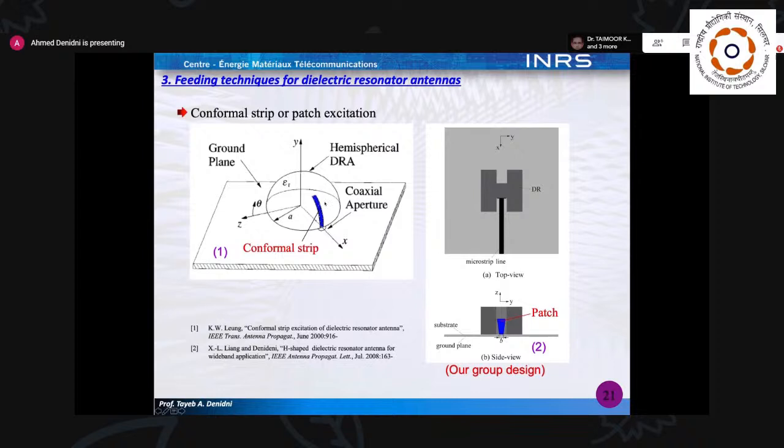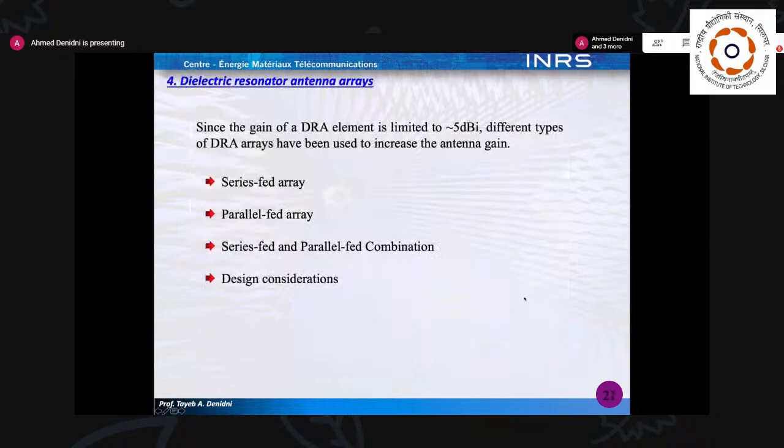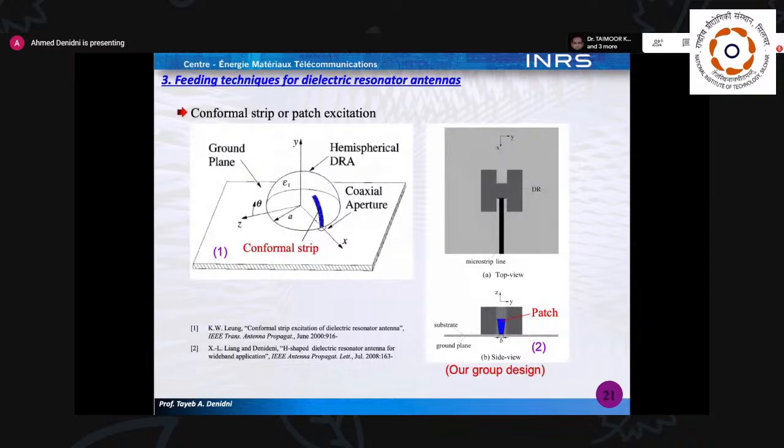And here the shape of the dielectric resonator in our view looks like an H, and inside we have the dielectric. Now I finish with the feeding technique. You see a variety of feeding techniques that can go from the simple to more complicated ones.